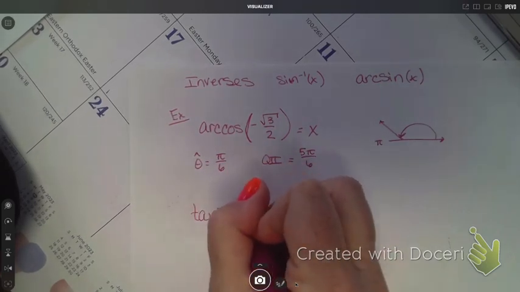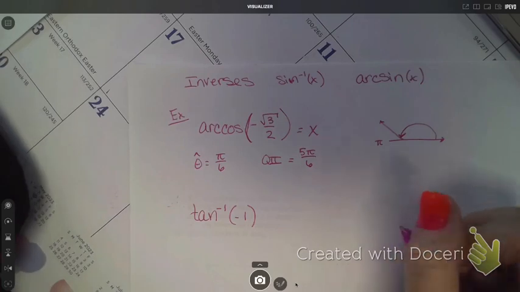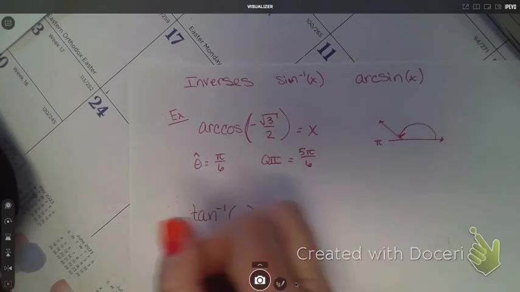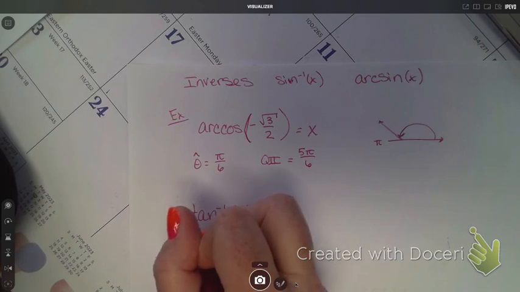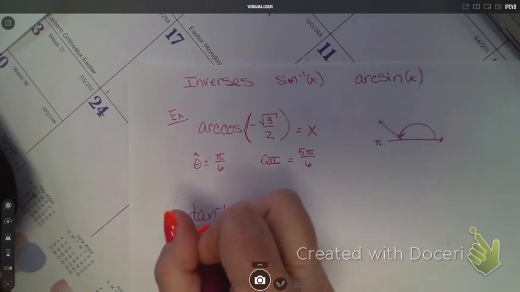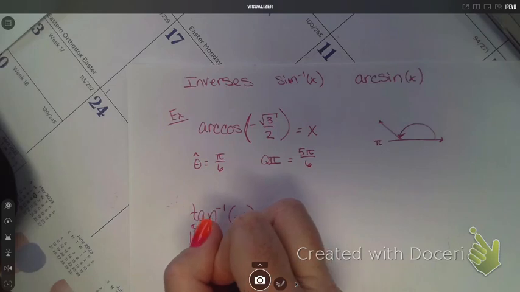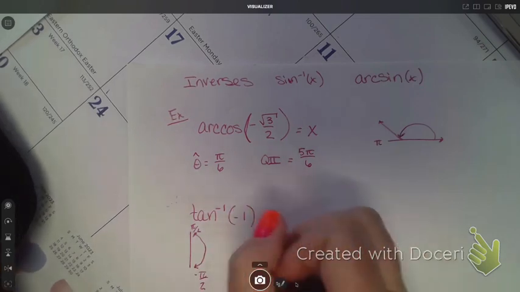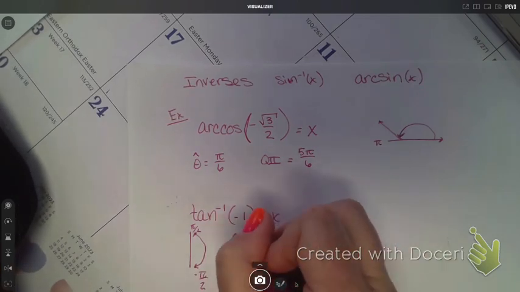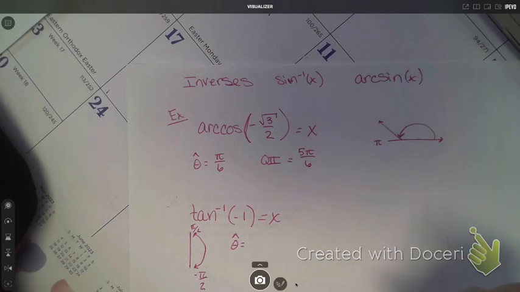of negative 1, equals x. They don't have equals x, I always do it. So remember, tangent is up to what? Pi over 2 or down to negative pi over 2. So, what's my reference angle? Because it's negative. Where's tangent 1 at?